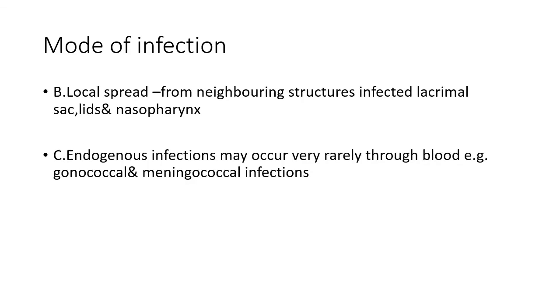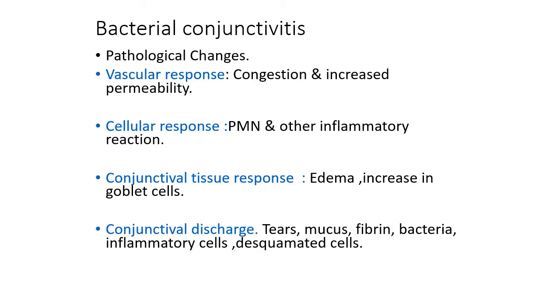Local spread is from neighboring structures, that is, an infected lacrimal sac, infected lids, and the nasopharynx. Endogenous infections may occur very rarely through blood, that is, gonococcal and meningococcal infections.